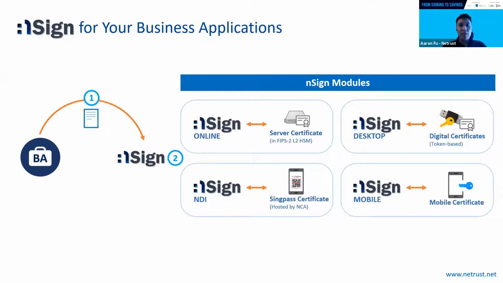nSign is also integrated with SingPass to enable users to sign using their SingPass certificate. In this case, they're using a certificate from SingPass instead of NetTrust certificates. And lastly is nSign Mobile, where we actually enable users to sign using certificates in their mobile device. So after nSign has routed this document to one of these various modules to sign, we will actually do the document signing, embed a digital signature in the document, and then return this signed document back to the business application. Quite that simply.